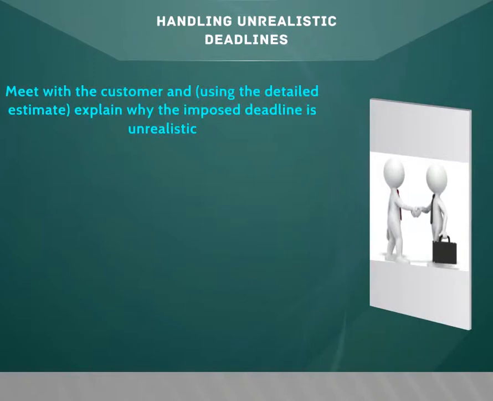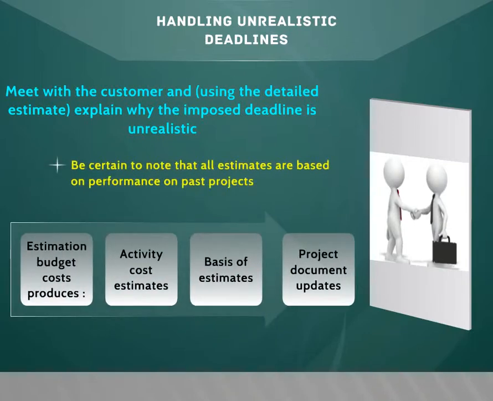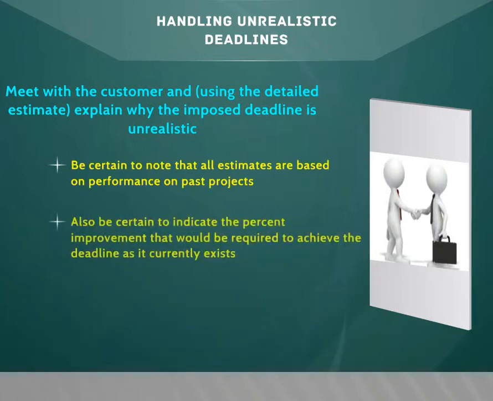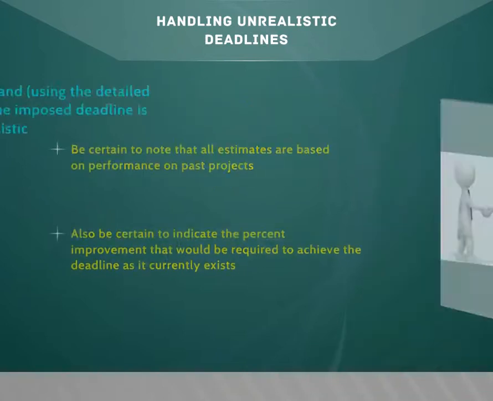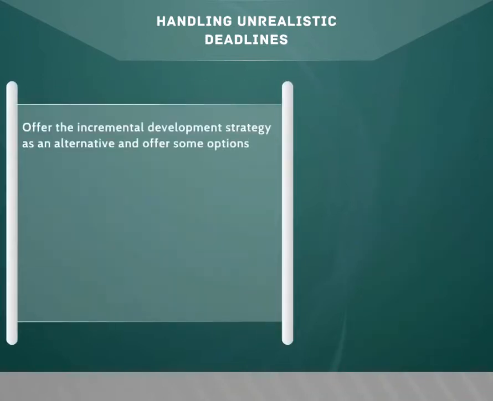Meet with the customer and, using the detailed estimate, explain why the imposed deadline is unrealistic. Be certain to note that all estimates are based on performance on past projects. Also, be certain to indicate the percent improvement that would be required to achieve the deadline as it currently exists. Offer the incremental development strategy as an alternative and offer some options.